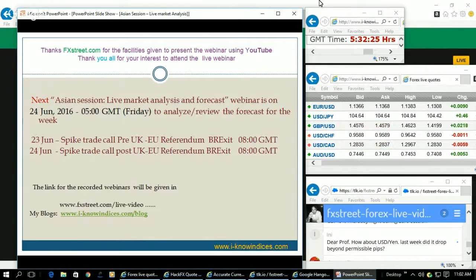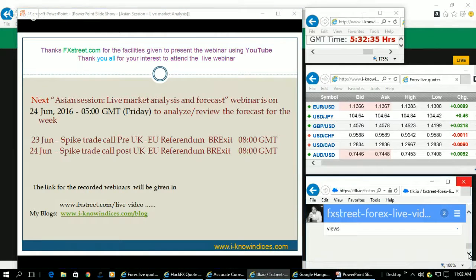So here there is a question. Dear professor, how about USD yen? Last week, did it drop beyond the permissible? Yes, they make one-sided moves, and that is part of the yen. That is why I say that always we have to keep in mind that in the case of yen, small traders have to be very cautious because it can drop very massively, about 200, 300 pips in a single day.